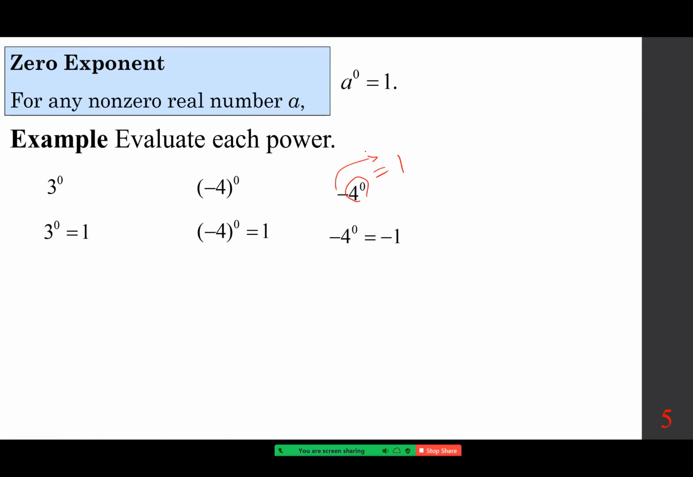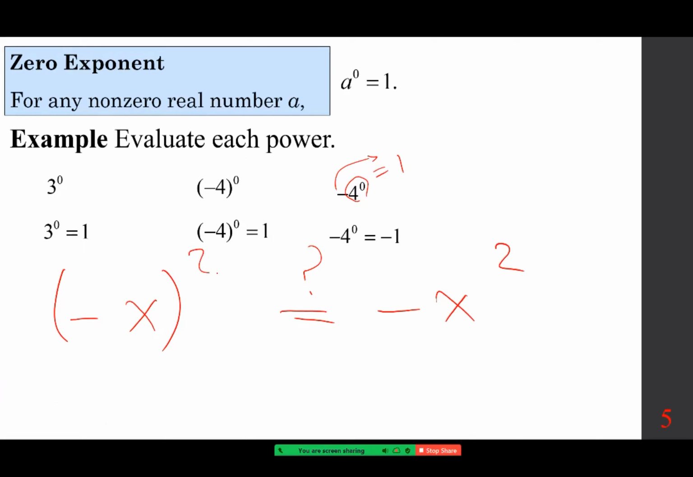One of the mistakes that students make is that they can't distinguish between these two. The right side is always positive x squared. My apologies, positive, my apologies. Whereas the left side is always negative because of the order of operations. So two different things, we don't want to mix them up. A couple more examples quickly.